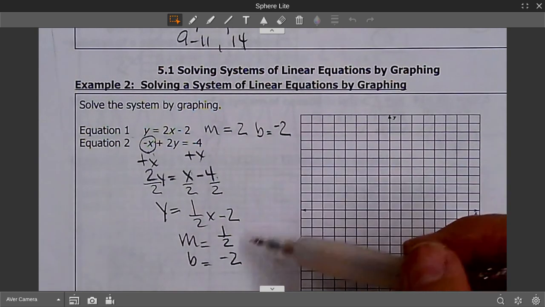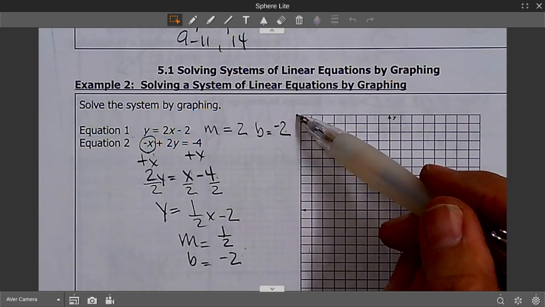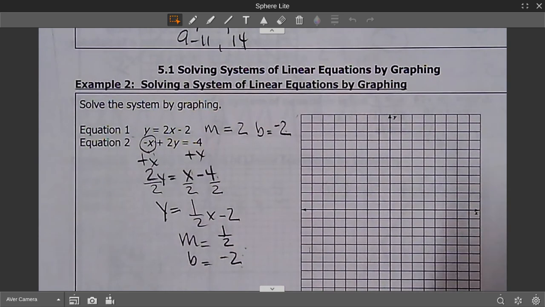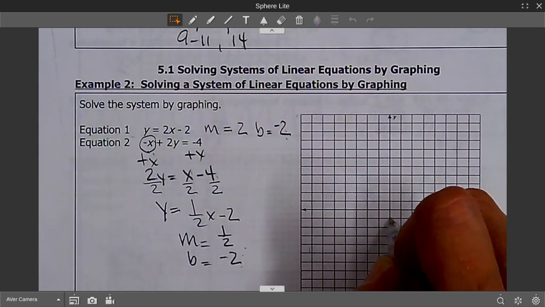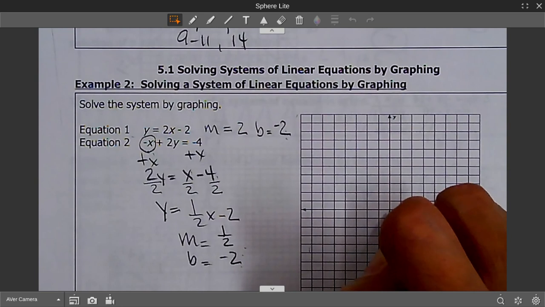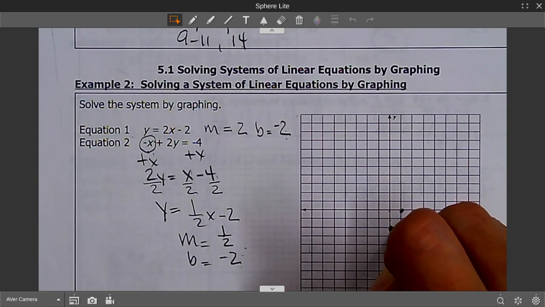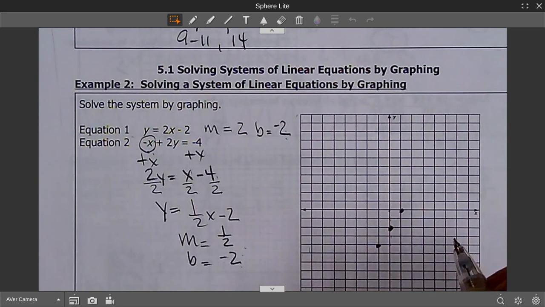Do you notice that you already know the y-intercept? Aren't both lines going to cross the y at -2? Let's graph them. First one, -2. And then I have to go up 2, right 1. I'm also going to go down 2, left 1.